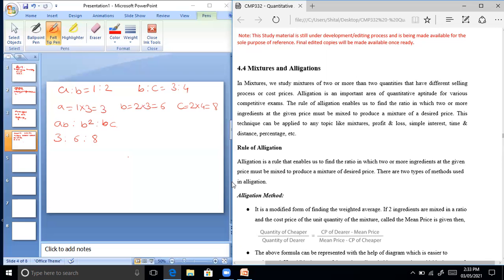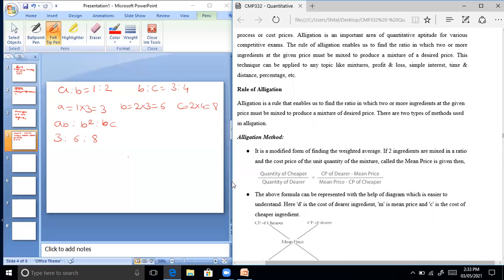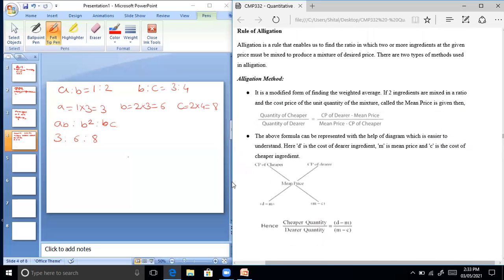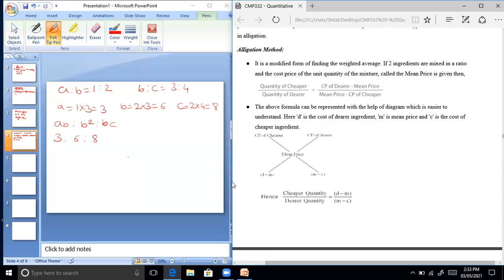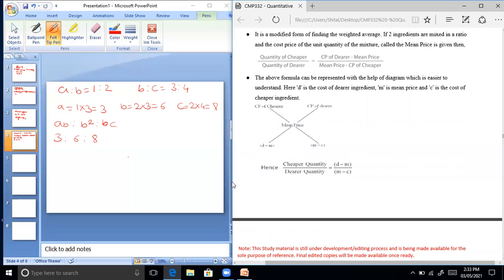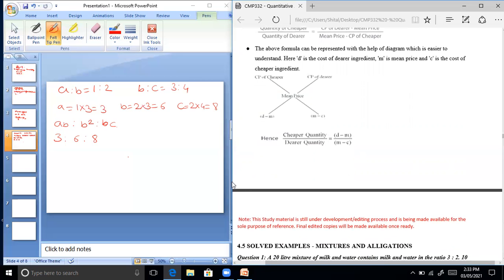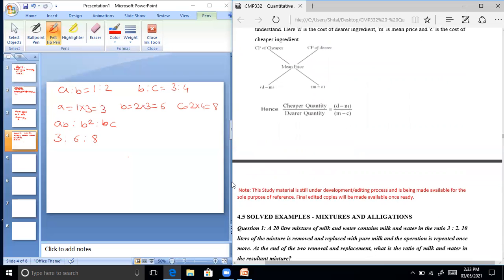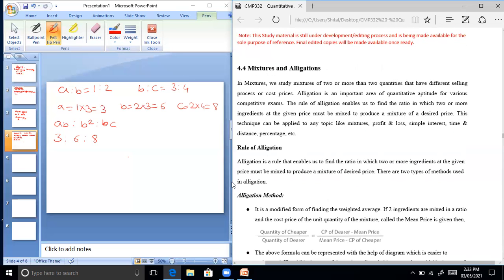Rule of allegation. Allegation is a rule that enables us to find the ratio in which two or more ingredients at the given price must be mixed to produce a mixture of the desired price. There are two types of methods used in allegation. So, in modified form of finding the weighted average, two ingredients are mixed in a ratio and the cost price of the unit quantity of the mixture is called the mean price. So, this is the formula, that is cheaper quantity upon dearer quantity equals D minus M and M minus C, where M is the mean price. Okay.